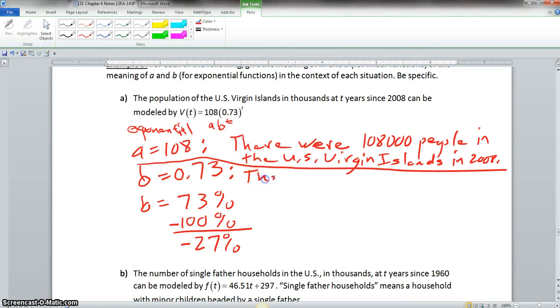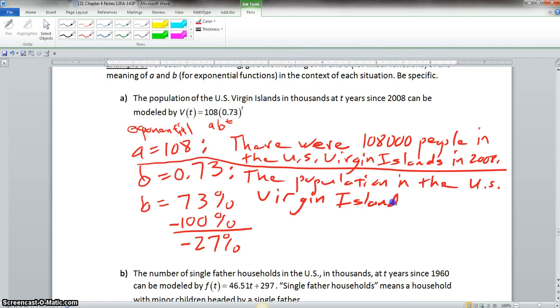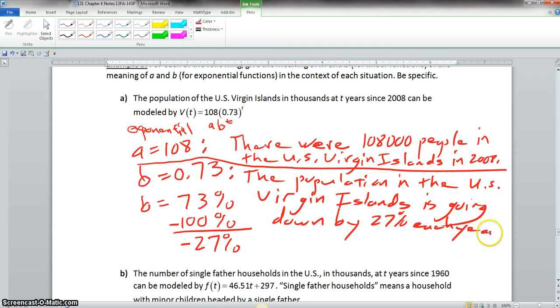B means the population in the U.S. Virgin Islands is going down by 27% each year. And we know that's denoted when we have this negative percent. So that is the explanation for A. Now we go down here to B.